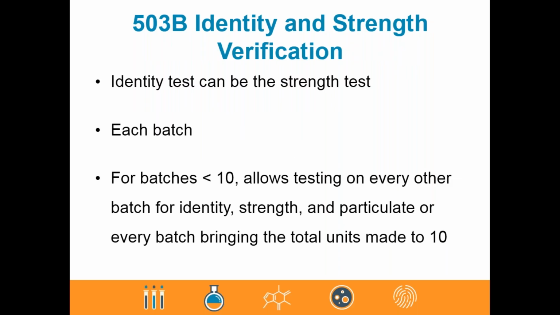On the 503B side, it says that the identity test can be the strength test. Most potency tests are conducted using the HPLC. So they basically say here that the HPLC potency test result can double as the identity test. They say that you should have the potency test conducted on each and every batch. The exception is for very small batches, less than 10. You can do every other batch or do every batch that brings the total units made to 10.